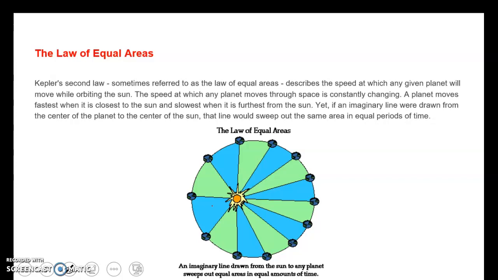So what they're saying is this area is equal to this area, which is equal to this area. Our equal time periods show us that here we're covering more distance in this time period, which means it's going faster when it's closest to the Sun. And then here we're going a small distance in the same amount of time, which means it's going slower. So that's what the law of equal areas tells us. These areas are all equal, which means our speeds are going to vary in the elliptical orbit.